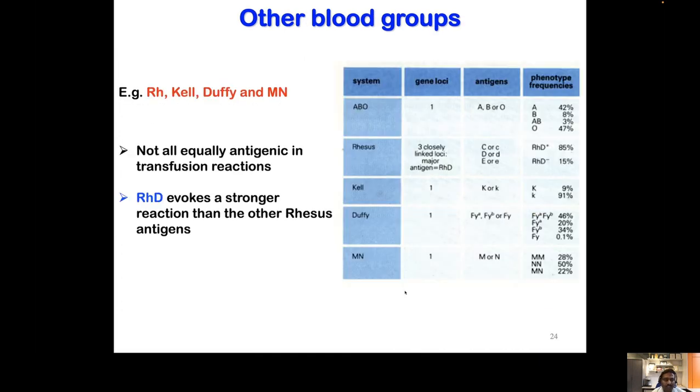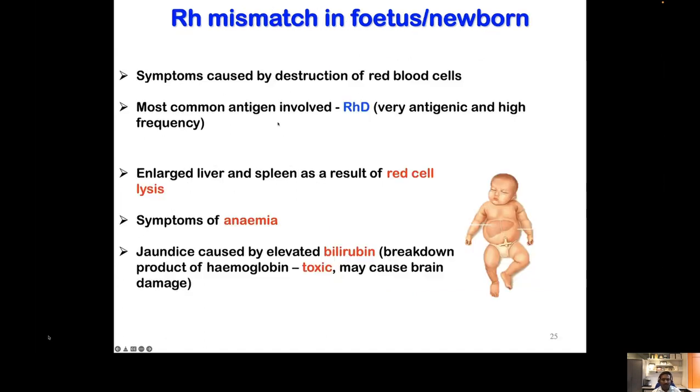So other blood groups. It's all for your information. You can go through here. There are different types of blood groups, but the most important ones are ABO and RHD, because that's what evokes a stronger reaction than the other RH antigens. Therefore, we normally take RH D. The others like Kell, Duffy, Yemen, they are all minor ones, the less important ones, but you can go through them quickly.